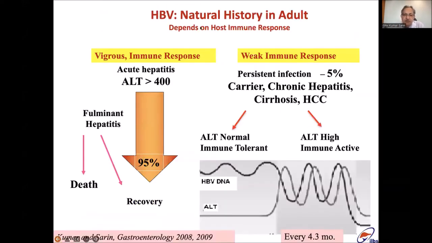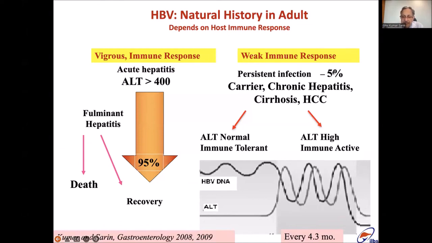Now suppose somebody gets hepatitis B by blood transfusion or a needle stick injury. What will happen? It will be an acute hepatitis. The virus goes into hepatocytes, multiplies, but at the same time T cells come, SGPT or ALT goes above 400, and this patient has acute hepatitis. He will recover. 1% may die. But if the immunity is weak, then this virus becomes persistent.